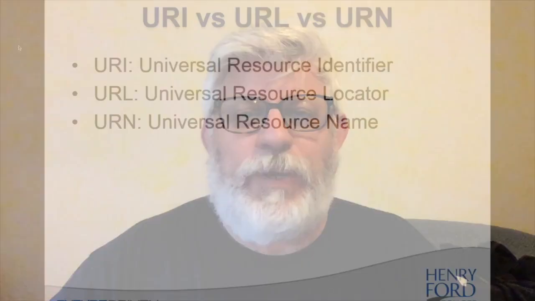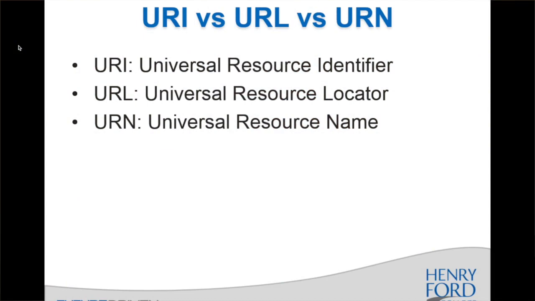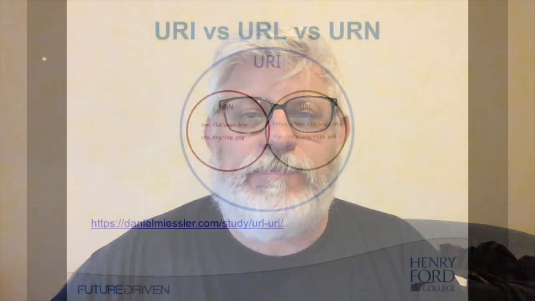What's the difference between a URI, a URL, and a URN? And more importantly, what is a URI? What information does it tell us? How are they structured? Let's dive in and find out.